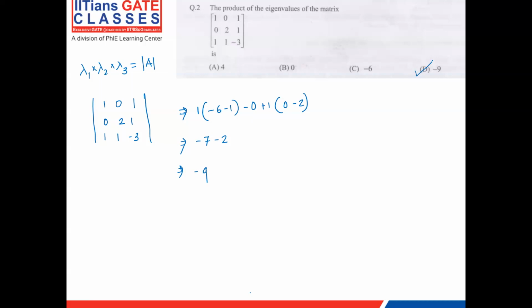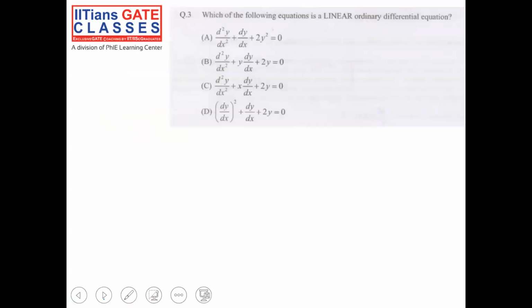Okay, it was pretty simple. Coming towards the next question. So this is again a 1 mark question. The last two which we have just solved were also 1 mark questions. Here the question is, which of the following equations is a linear ordinary differential equation? We have to figure out which of these 4 options is the linear ordinary differential equation.